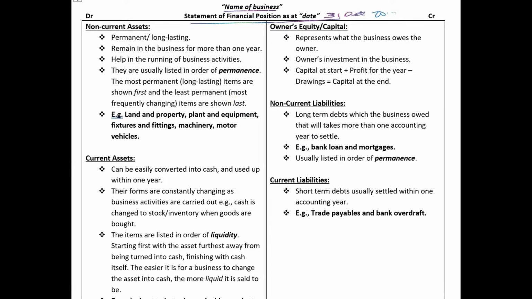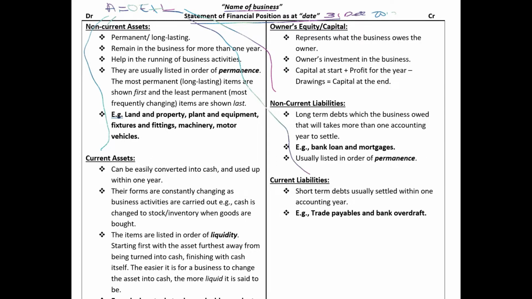Okay, so as I said, the statement of financial position will have the assets, the owner equity, and the liability. So the asset must equal owner equity and liability. For assets we have non-current assets and current assets. For liability we have non-current liability and current liability.